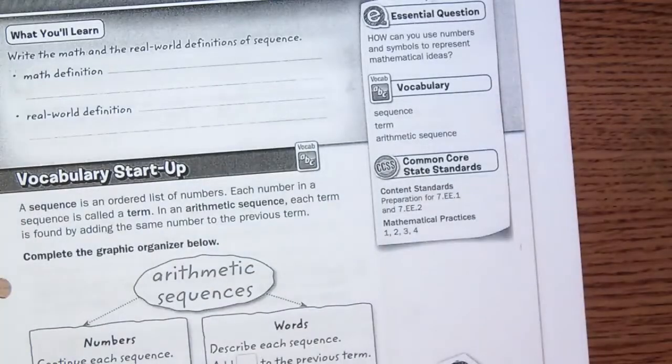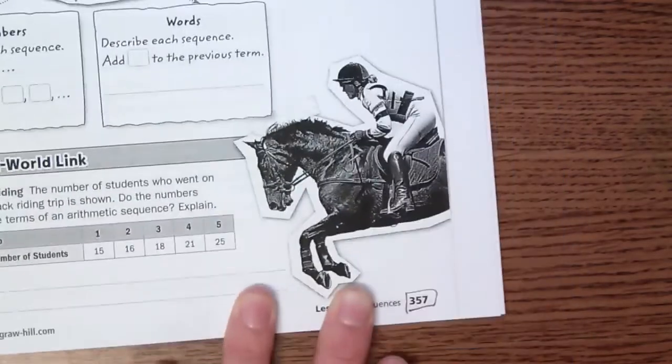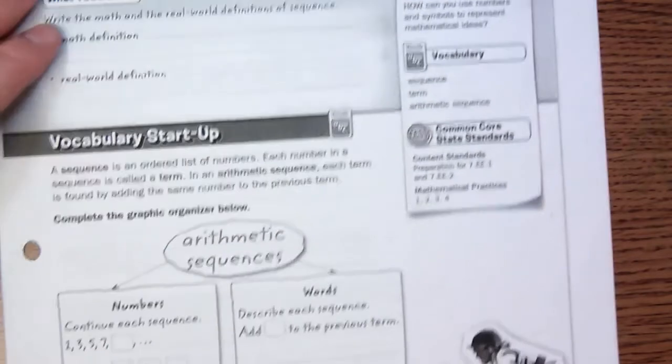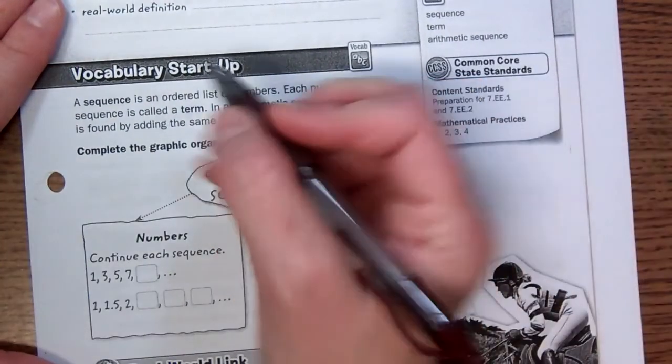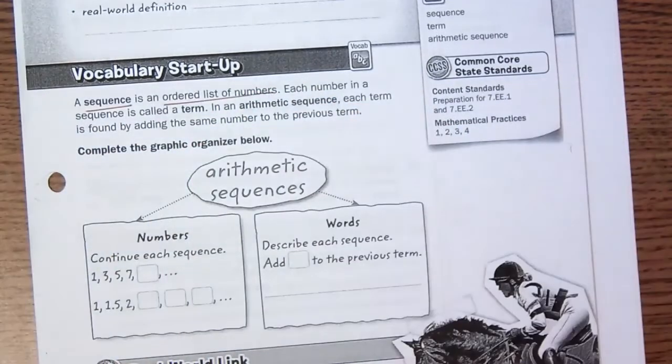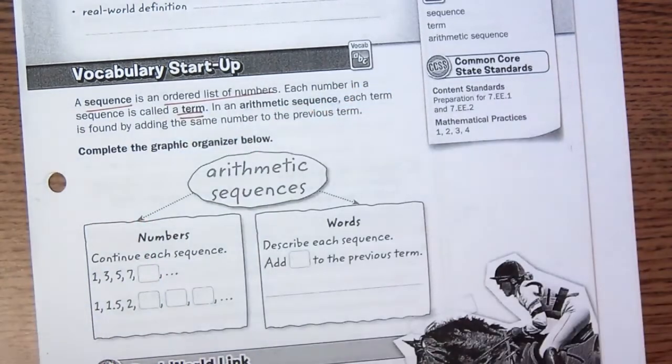All right, I'm on page 357 with the horse. So turn to the very next lesson, 357, and it's on sequences. First thing is we have a sequence. A sequence is just an ordered list of numbers. And there's usually a particular reason to the sequence. It's not just random numbers. It's an order of numbers that is doing something in particular. And each individual part is called a term.